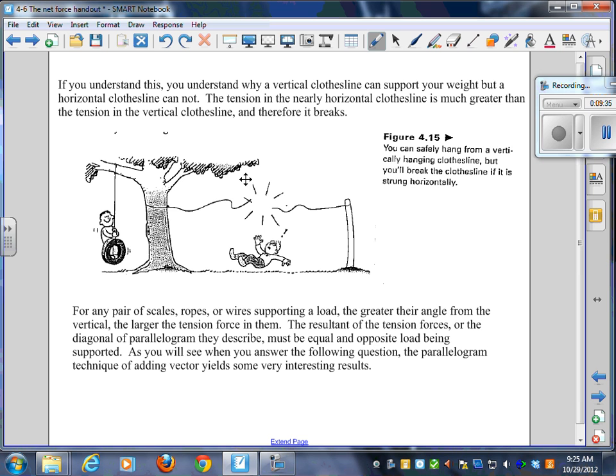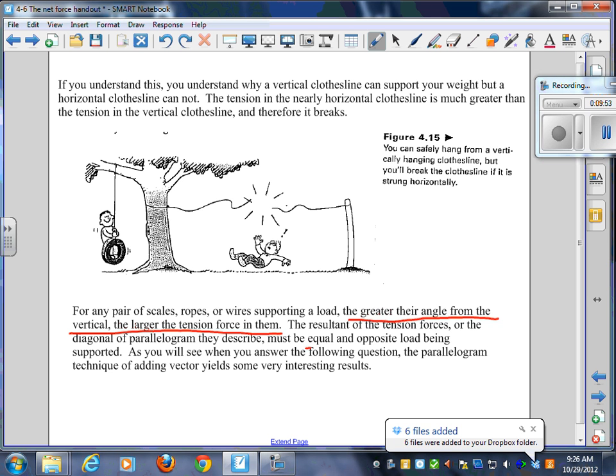For any pair of scales, ropes, or wires supporting a load, the greater their angle from the vertical, the larger the tension force in them. The resultant of the tension forces, the diagonal of the parallelogram they describe, must be equal and opposite to the load being supported. As you will see when you answer the following question, the parallelogram technique of adding vectors yields some very interesting results.